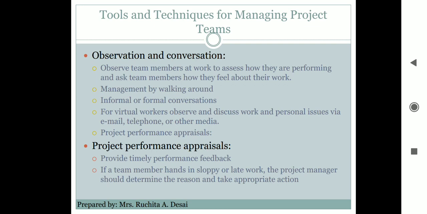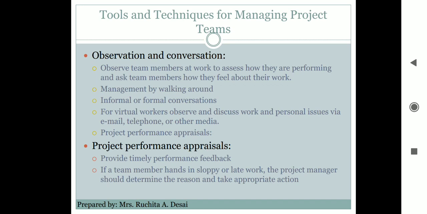So the very first tool is observation and conversation. Observe team members at work to assess how they are performing, and ask team members how they feel about their work. This management is done by walking around. This can be informal or formal conversation. So we need to observe how people are behaving in a project team.